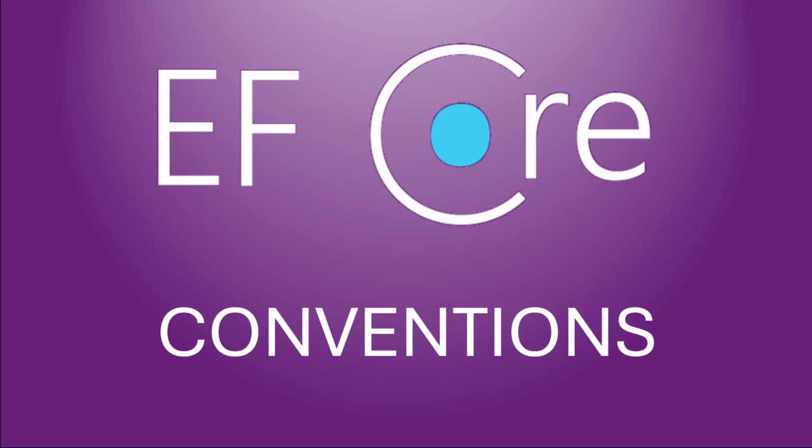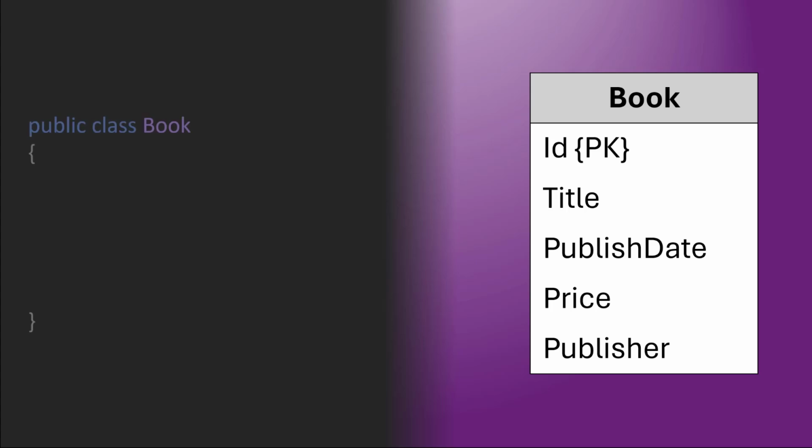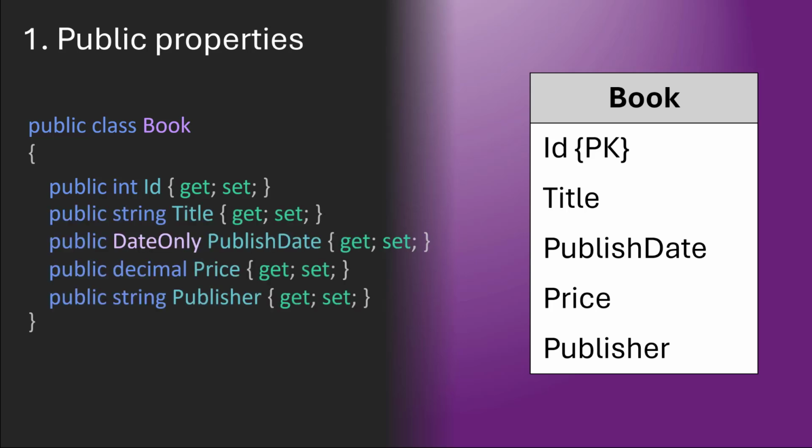Let's take a look at the book entity from the case introduced in the first video, and let's see how this might be implemented. I would start with a book class. Now, the first convention is to use public properties for all attributes. The primary key will be of type int, and here are the other attributes. EFC should actually be able to use properties with a private setter or private getter.